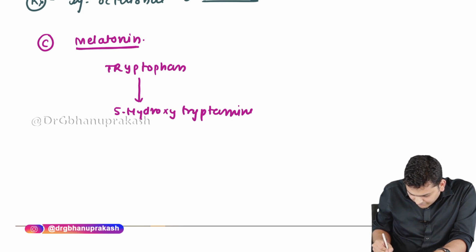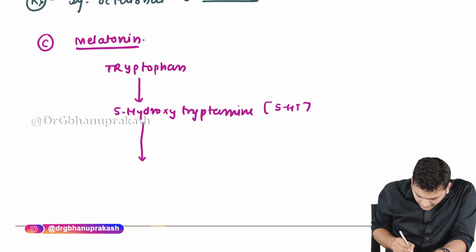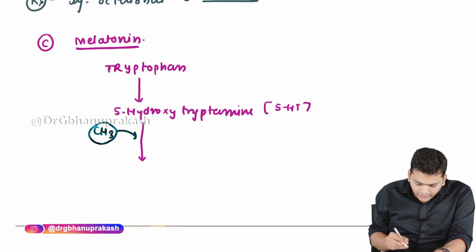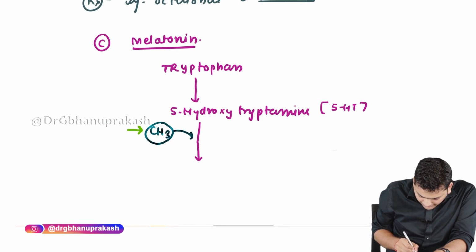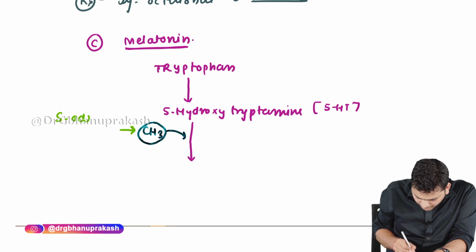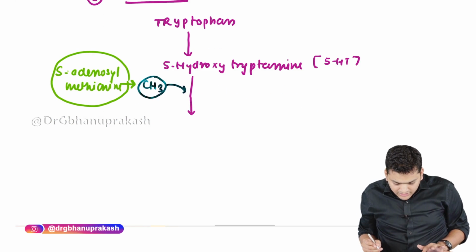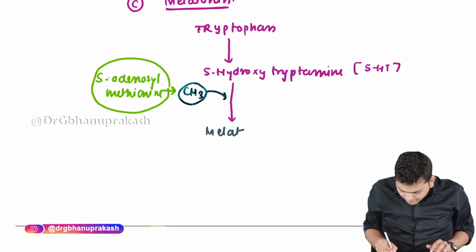5-hydroxytryptamine, 5-HT. Now what we do is, if we add the methyl group on the 5-HT, and we know that whenever we need to add the methyl group, we will call the SAM, that is S-adenosylmethionine. S-adenosylmethionine is going to donate the methyl group, and that will be added on the serotonin. The serotonin now will convert into a molecule that is referred to as melatonin. So this is how the melatonin is synthesized.